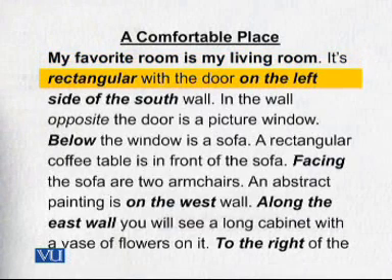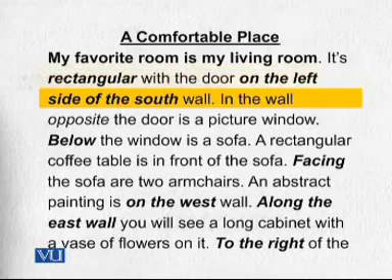Fine. It's rectangular with the door on the left side of the south wall. Now look here, rectangular. He talked about the shape. It's not square, it's not circular, it's rectangular with the door on the left side of the south wall. Of course, there are four walls, four sides: east, west, north, and south. So the door is on the left side of the south wall. If, let's say, this is the south wall, for example, so left side of the south wall.